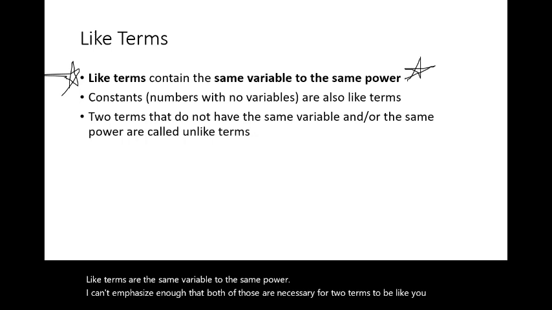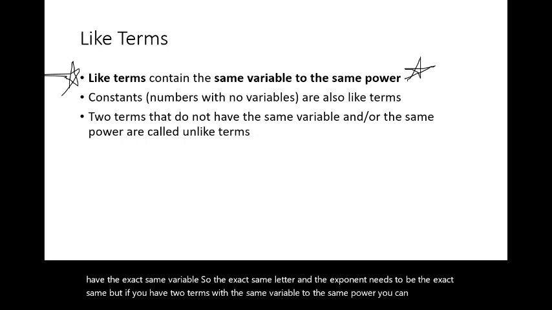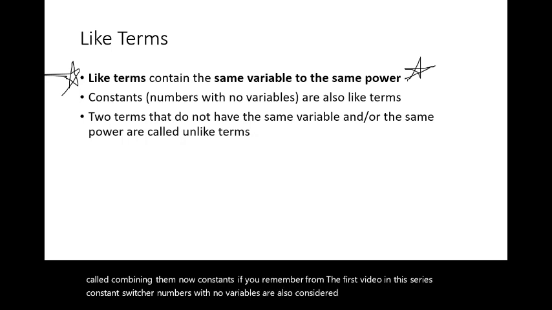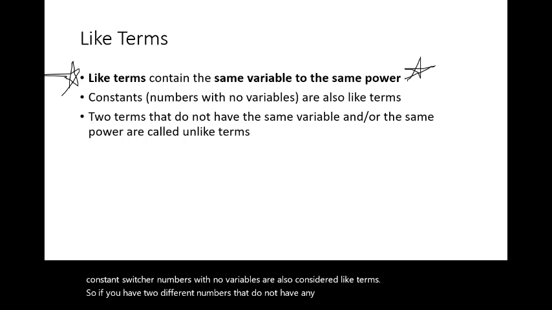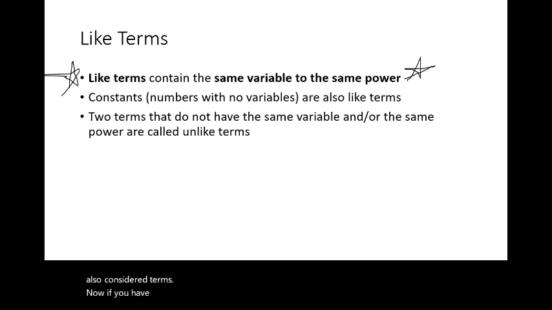You need to have the exact same variable, so the exact same letter, and the exponent needs to be the exact same. But if you have two terms with the same variable to the same power, you can do what's called combining them. Now, constants, if you remember from the first video in this series, constants, which are numbers with no variables, are also considered like terms. So if you have two different numbers that do not have any variables attached to them, they are also considered like terms. Now, if you have two terms that either do not have the same variable and or do not have the same power, they are called unlike terms.